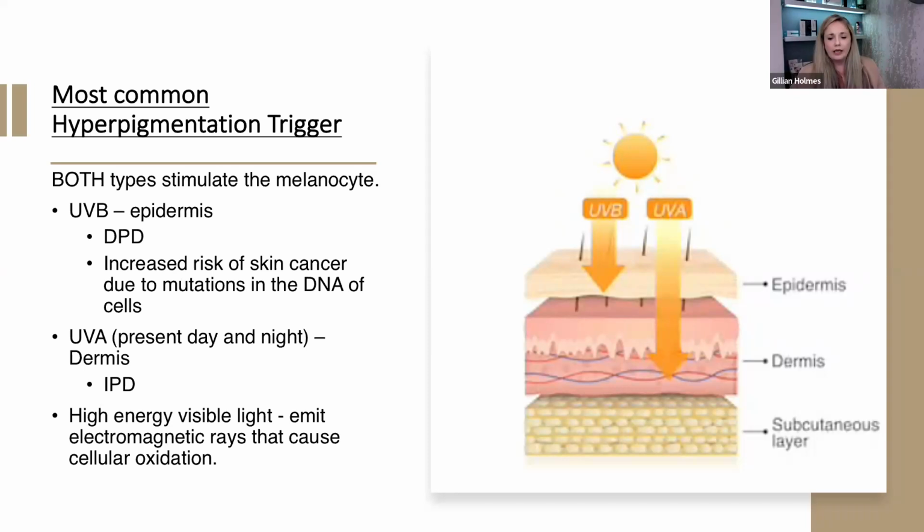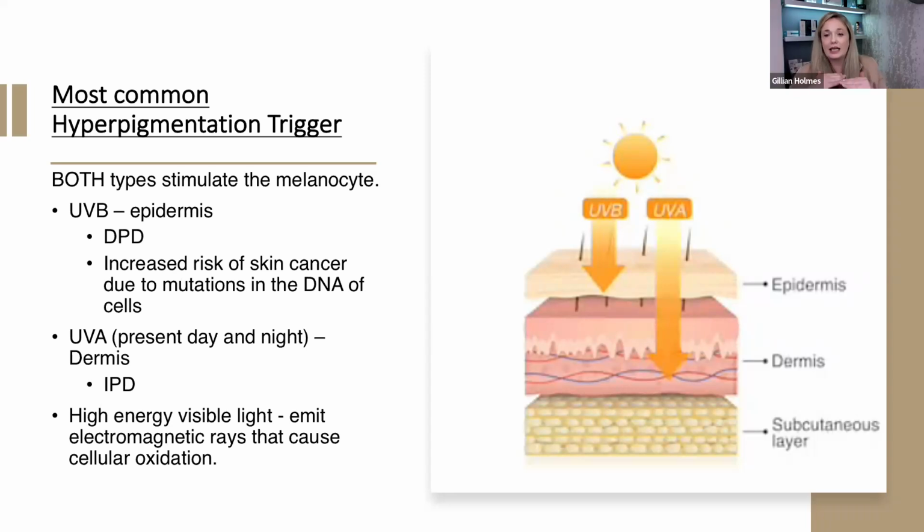Now, UVB, as you can see in the diagram there, stimulates the melanocyte to produce melanin as a protective response. This will shield the skin from further damage. Now, this process contributes to what's called DPD, or delayed pigment darkening, and this can occur a few days after UVB exposure.